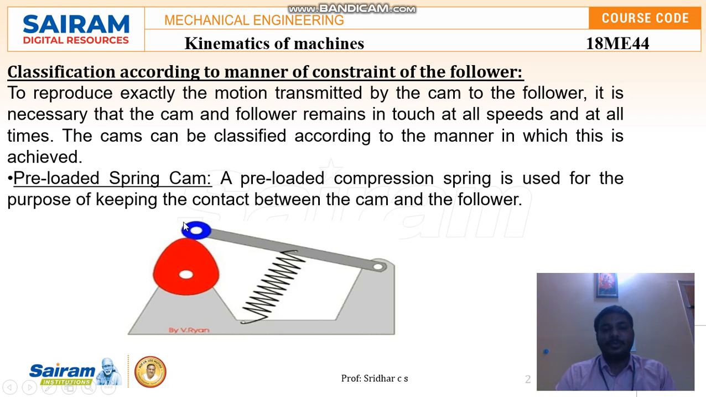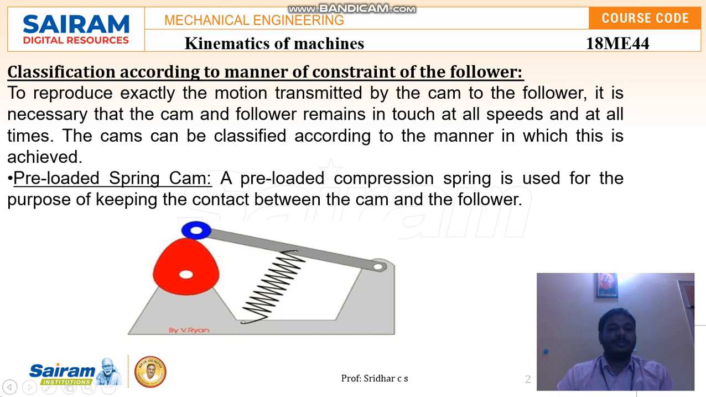We can see the blue part is the follower, which is attached to the frame, and in between the frame and the follower we can see a spring. It is a compression spring, which gives support to hold the follower in continuous contact with the cam. This compression spring is very helpful in giving continuous contact between the follower and the cam. So that is one of the major reasons.